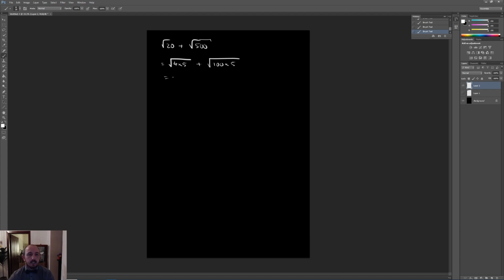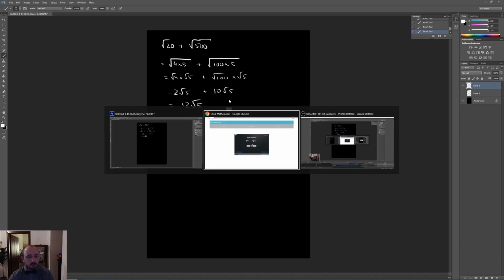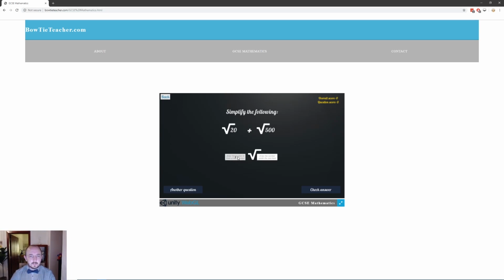Separate these out and we have root 4 times root 5 plus root 100 times root 5, and that gives us 2 root 5 plus 10 root 5. So in total we have 12 lots of root 5. Put that into here, 12 root 5, and that's correct.